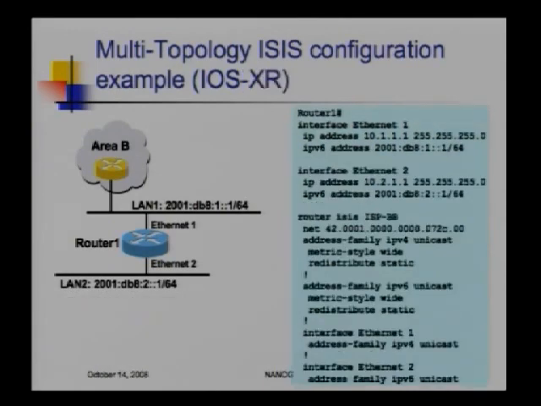What next? Okay, looking at XR, pretty much all that's changed here is the absence of the single topology keyword I showed you before, and the addition of the metric style wide in the v6 address family for ISIS. Otherwise, we have the same configuration, as I mentioned, with the single topology case.